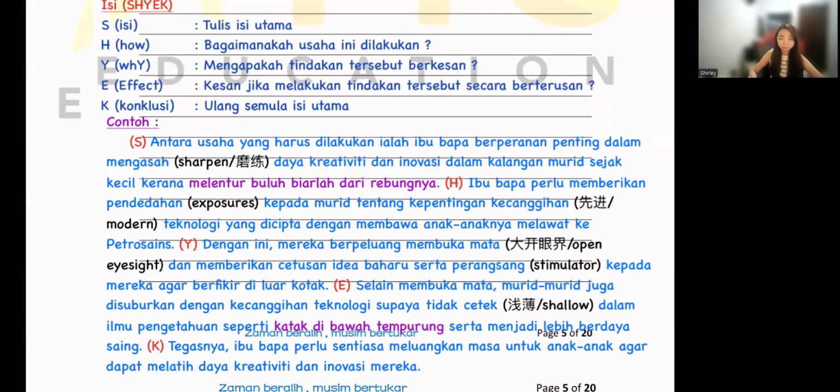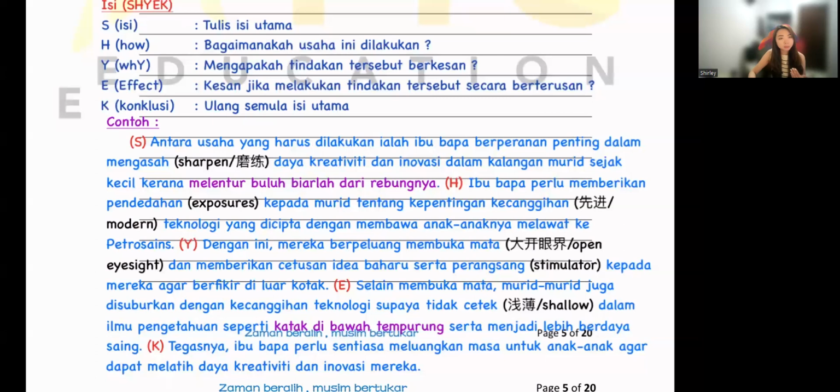Sejak kecil, mengapa? Peribahasa. Educate them since they were young. Melentur buluh biarlah dari rebungnya. So this is the main part in which the ibu bapa need to sharpen the abilities of the kids since they were young. How? Bagaimanakah usaha ini dilakukan? How we can do so? Okay, the parents need to give exposure to the kids. Ibu bapa perlu memberikan pendedahan kepada anak-anak tentang kepentingan kecanggihan. Bagaimana nak memberikan pendedahan? Membawa anak-anak melawat ke petrosains. So this is the method how they can do that.